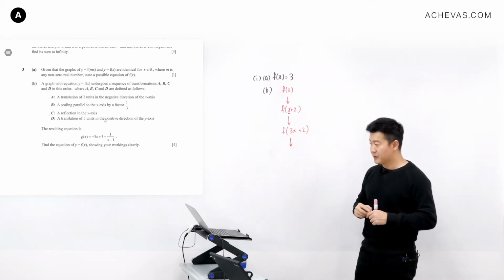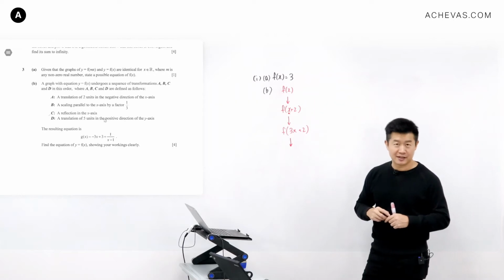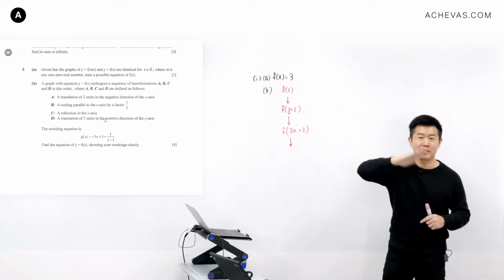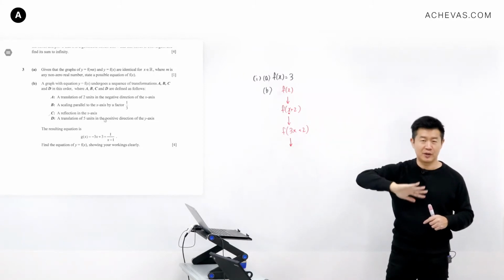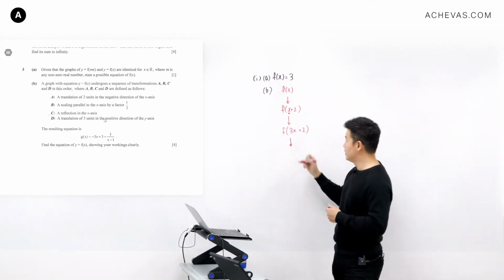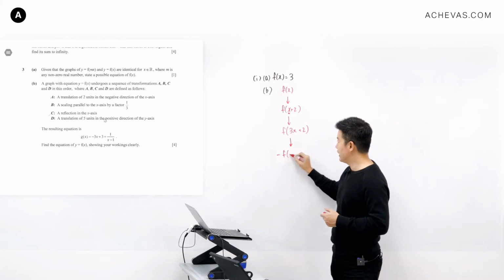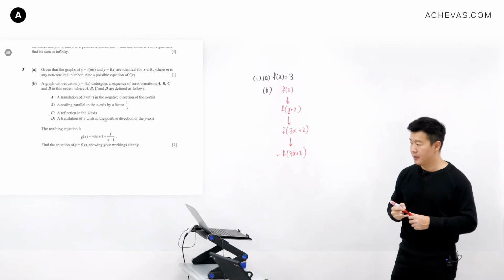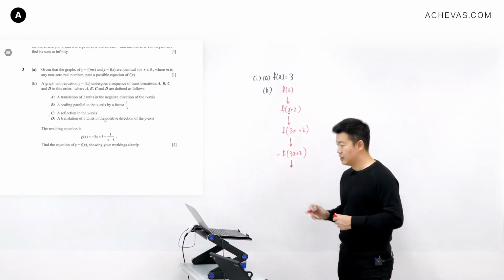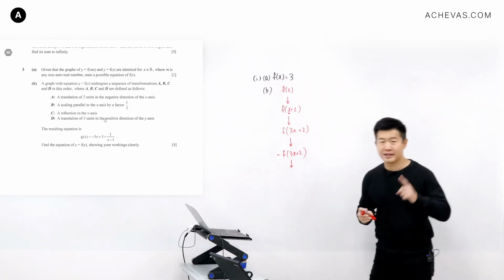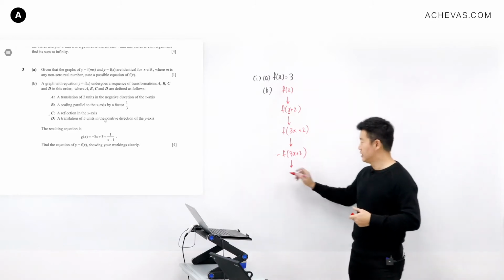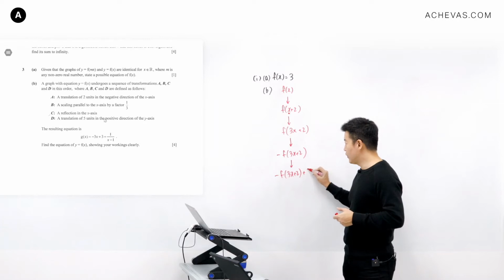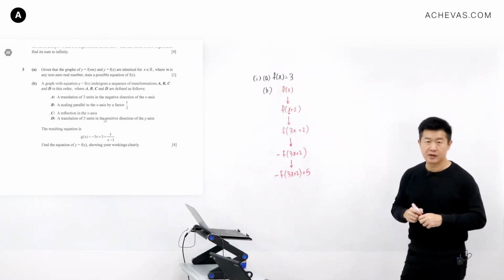Then C, it is a reflection in the x-axis. Reflection about the x-axis: positive y becomes negative y, negative y becomes positive y. So it will be minus f(3x+2). Then next, it is a translation of 5 units in the positive y direction. So it is going to be minus f(3x+2), the whole thing plus 5.